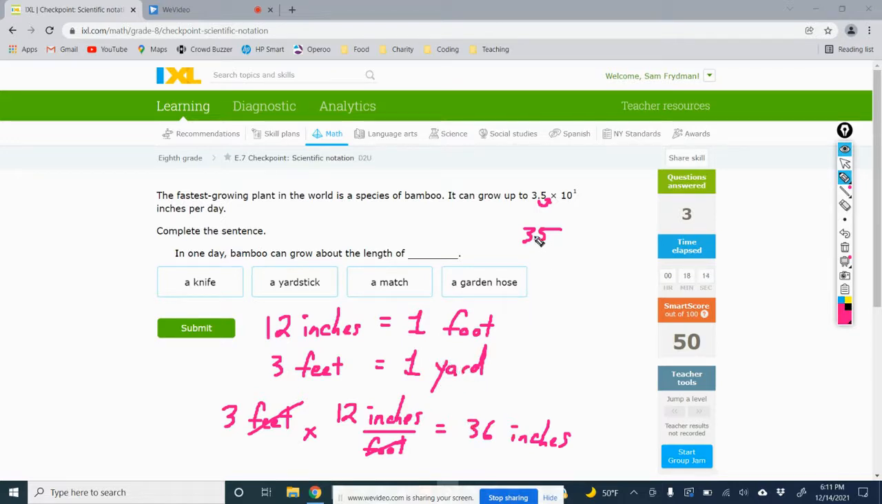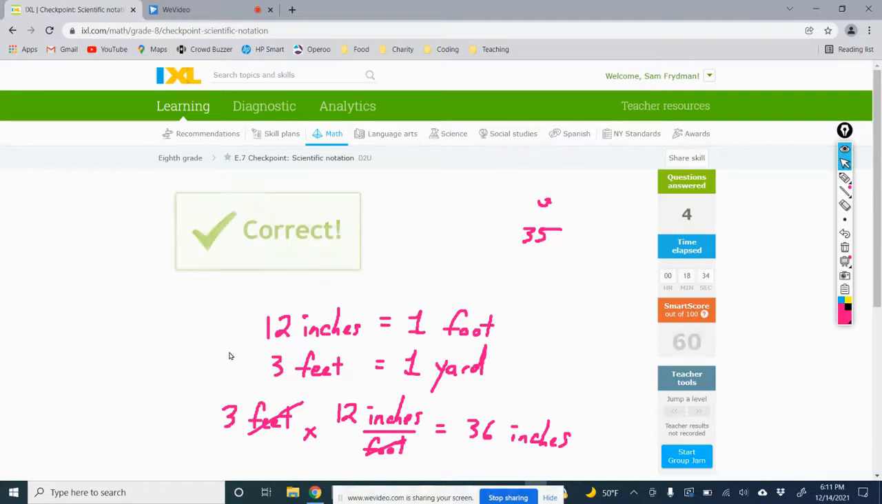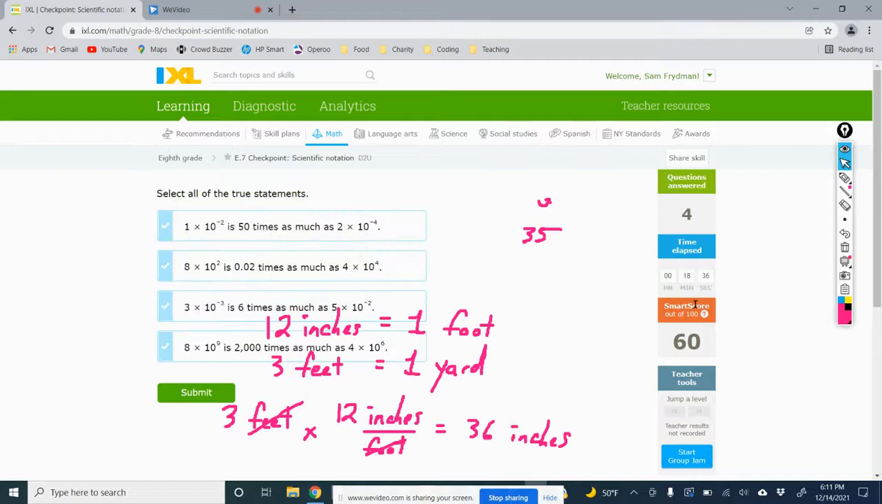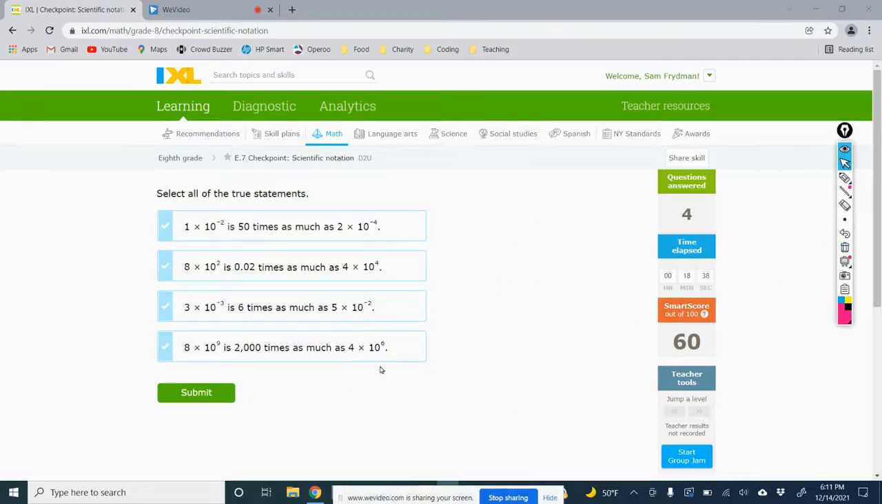And that's pretty close to this 35 over here. Okay, so it said bamboo can grow 35 inches per day. That's almost a yard. So we can write here, in 1 day, bamboo can grow about the length of a yardstick. A yardstick is just a stick that's 1 yard long. Okay, so that's that. Let's continue here. Oh, another one of these. All right. Select all of the true statements.